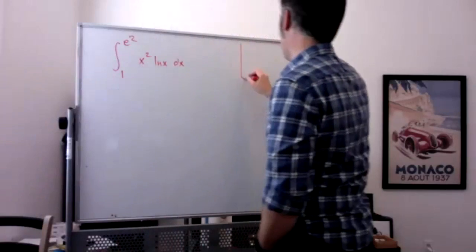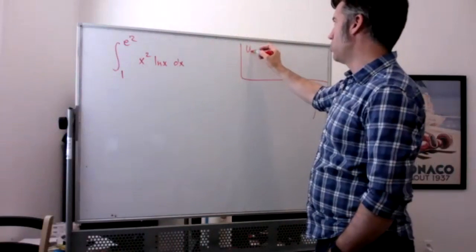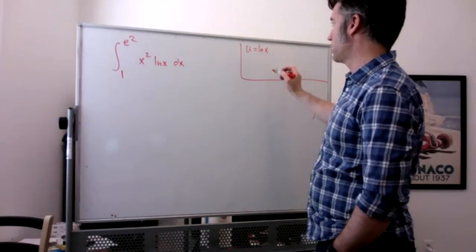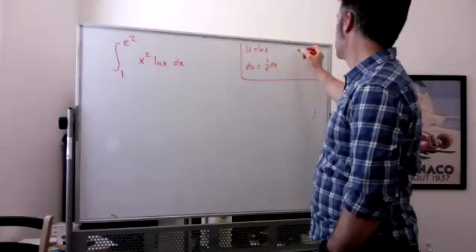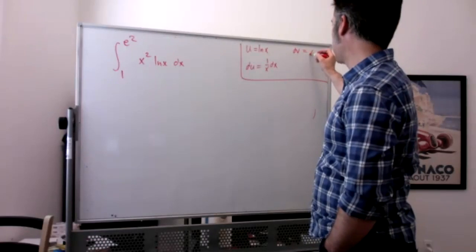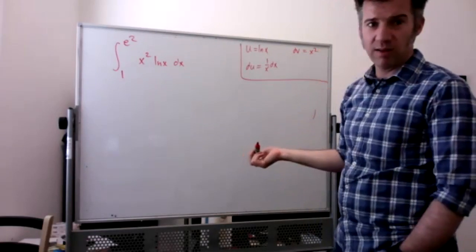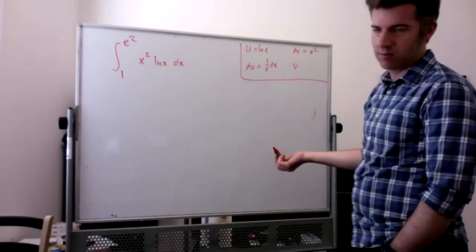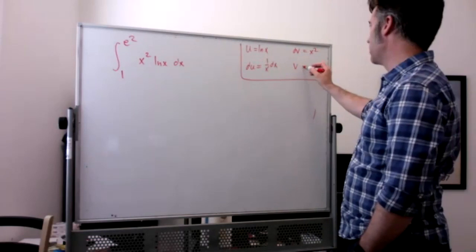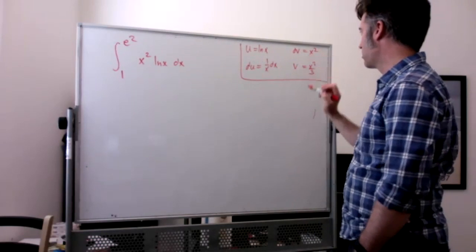So here's what I would encourage you all to do. I'm going to do my integration by parts. I'm going to let u equal the natural log of x. du is going to be 1 over x dx. dv is going to be x squared. I feel like we did this problem already. It's all right. And v is going to be x cubed over 3.